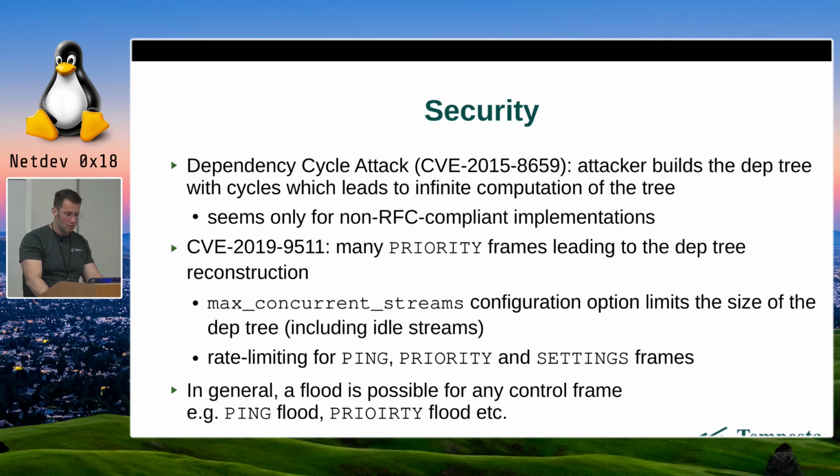Another more recent CVE is about priority frames. However, in general, we would say that HTTP2 and HTTP3 come with service frames like ping, settings, priority, and so on. It means that you can produce not only an HTTP flood, but also a ping flood, priority flood, settings flood, and so on. So typically, implementations come with rate limiting for service frames, and also limit the depth of the priority tree.